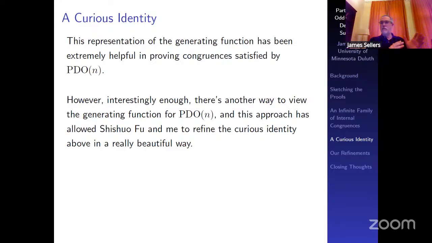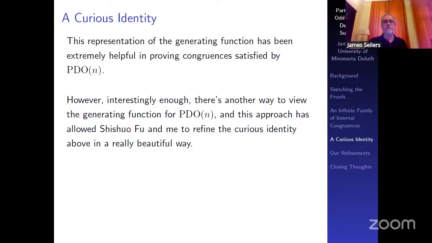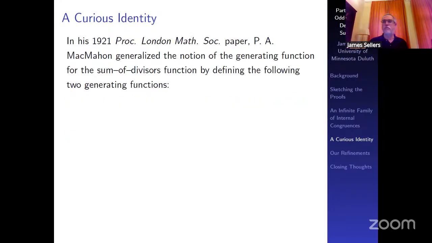Last summer, I was at the conference in honor of George Andrews and Bruce Berndt at Penn State University. While I was there, I spoke at length with Shishuo Fu, my colleague, about trying to look at this combinatorial identity. Shishuo is an absolute expert at looking for combinatorial proofs of identities like this. So we decided to start looking for a different approach. Now what I want to do is share with you what we did.